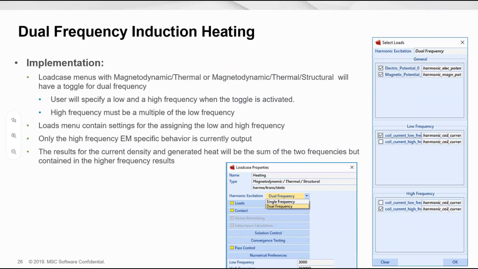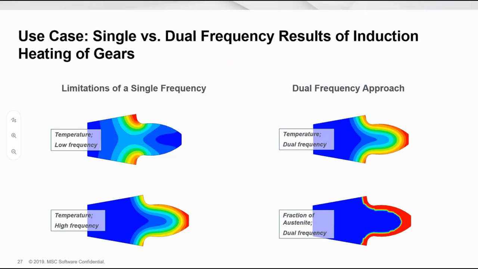So, but for the case of current density and generated heat, you will get the sum of two frequencies. So it's combined results in that case, even when it says high frequency over there. So next, we will go to the use case scenario for this one.